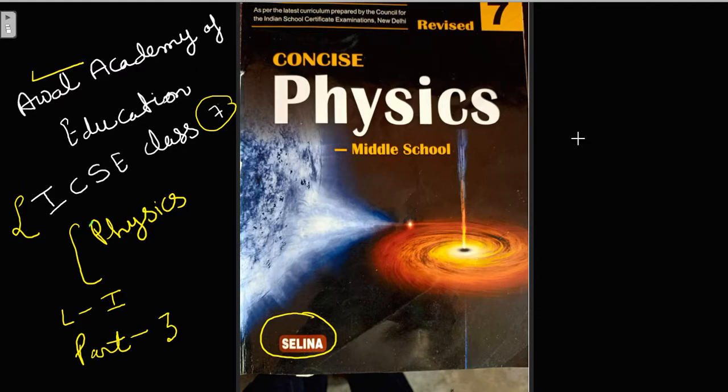Today we are going to start ICSE class 7. Subject is physics, lesson is 1, part is 3. The book is Concise Physics by Selina Publications.